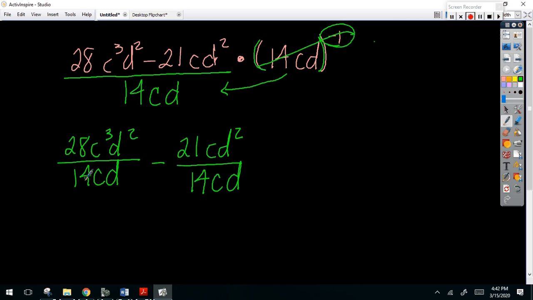All right, so 28 divided by 14 reduces down to 2, right? So now I get 2 from 28 divided by 14. 3 minus 1 would be 2. And 2 minus 1 would be 1, minus. Now here's where it's a little bit different, 21 over 14. Both of these I can divide by 7, right? And I would get 3 and 2. The c's are going to cancel, and 2 minus 1 would leave me with a 1 up top.